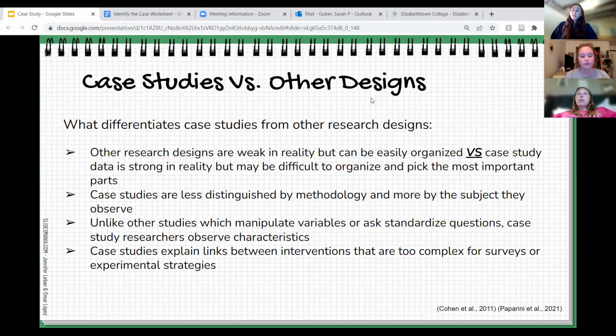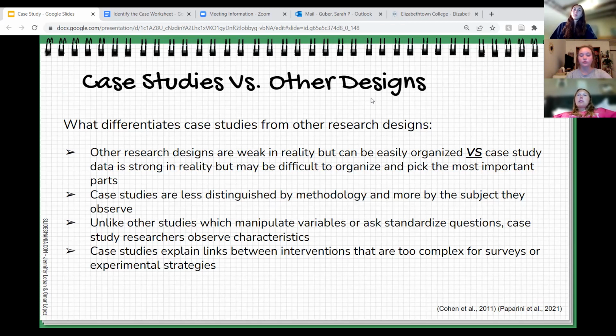So case studies versus other designs. What differentiates case studies from other research designs? So it's important to know that they're more focused on the subject. Situations should speak for themselves rather than being largely evaluated or judged by the researcher. So other research designs are weak in reality, but can be easily organized, versus case study data is strong in reality, but may be difficult to organize and pick the most important parts.